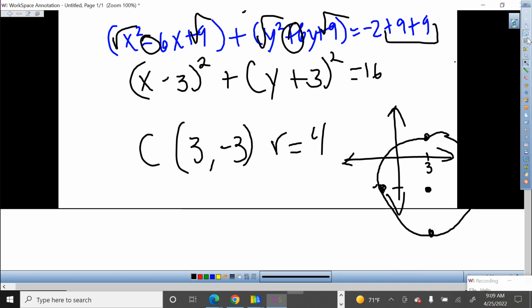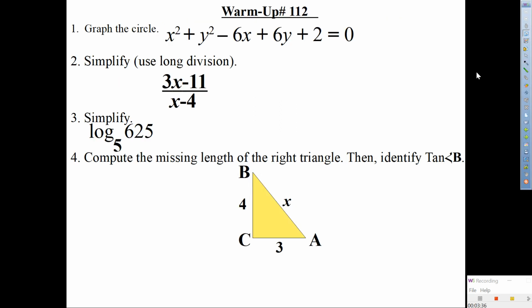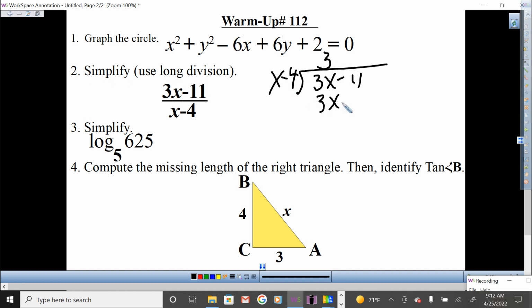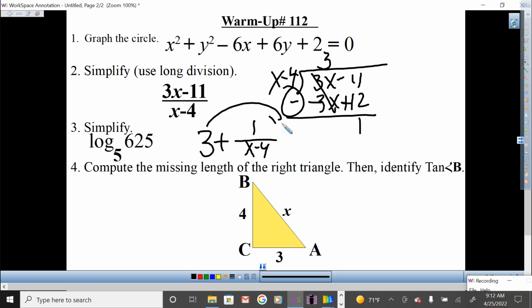Okay, good. Number two, it says use long division. So we got 3x minus 11 divided by x minus 4. What number times x gives us 3x? That is 3. 3 times x is 3x. 3 times negative 4 is negative 12. We're going to subtract, which means I distribute that negative here and here. So this cancels. We're left with 1. So we end up with 3 plus the remainder of 1 over x minus 4. We can't have the constant here. It goes in the back. So answer, 1 over x minus 4 plus 3. And if you got that, okay, good.